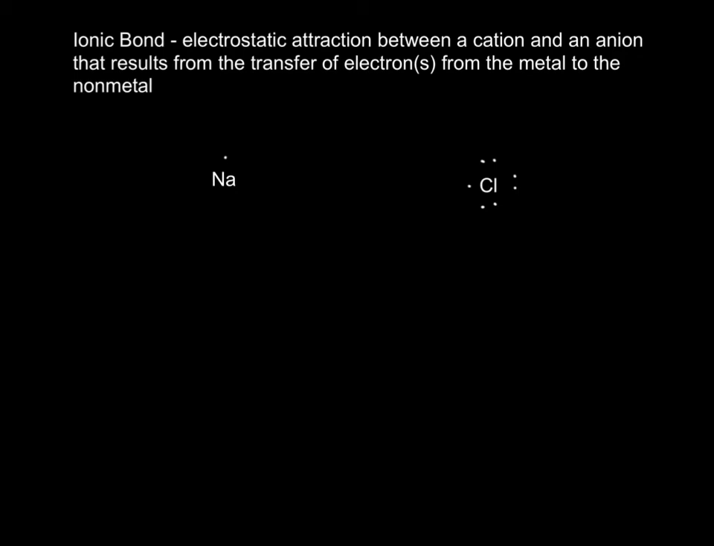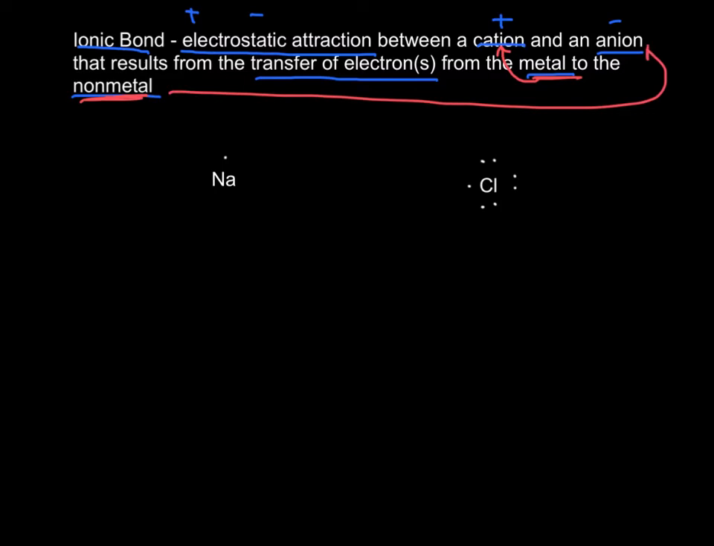So what do we do with that? Well, an ionic bond is an electrostatic attraction. That just means the attraction between a positive and a negative. It's between the cation, which is positive, and the anion, which is negative, that results from a transfer of electrons from the metal to the nonmetal. So metals transfer electrons to nonmetals. Metals lose electrons and become cations. Nonmetals gain electrons and become anions. And then that positive and negative are attracted to each other, and that's called an electrostatic attraction. And that attraction is called an ionic bond.